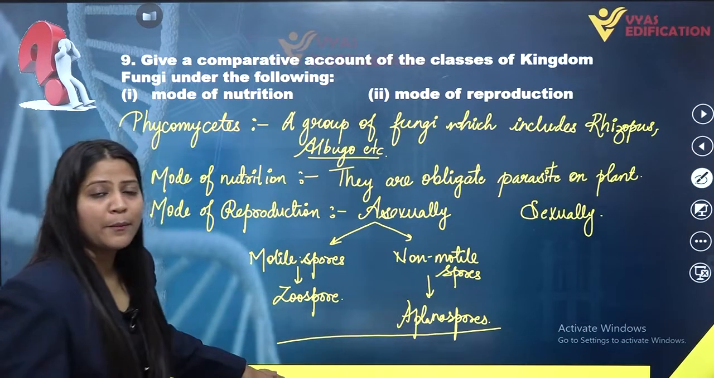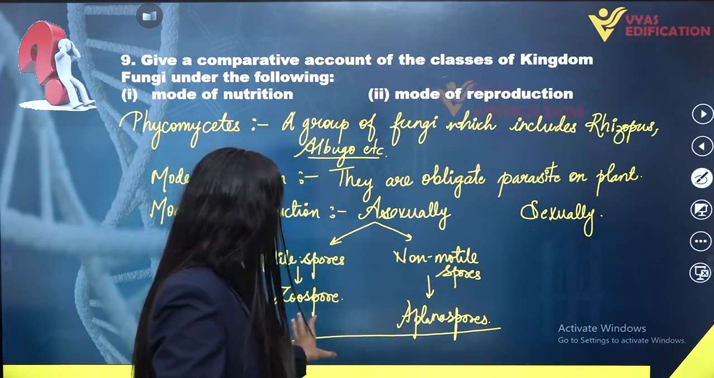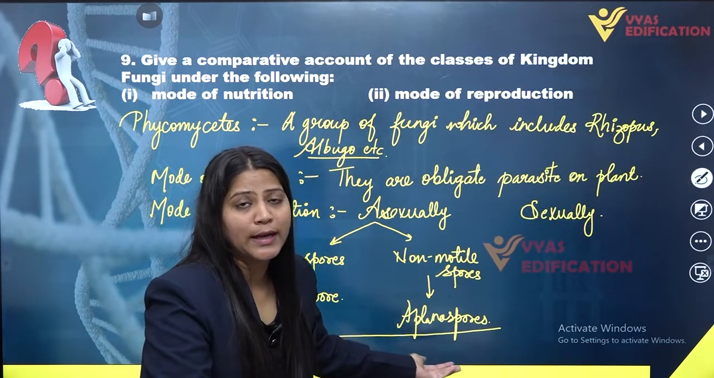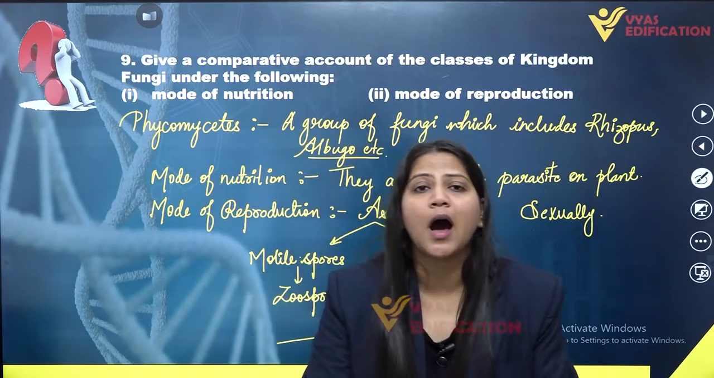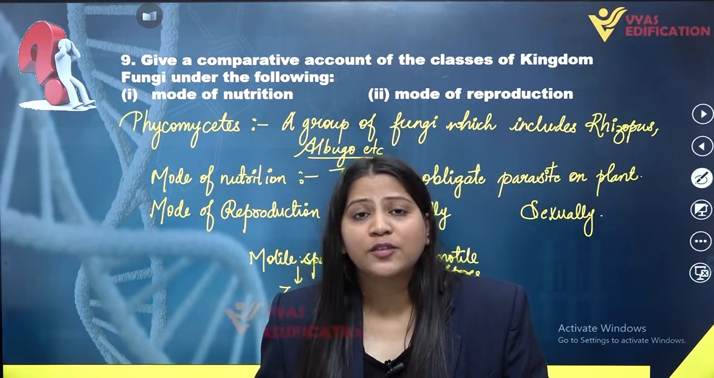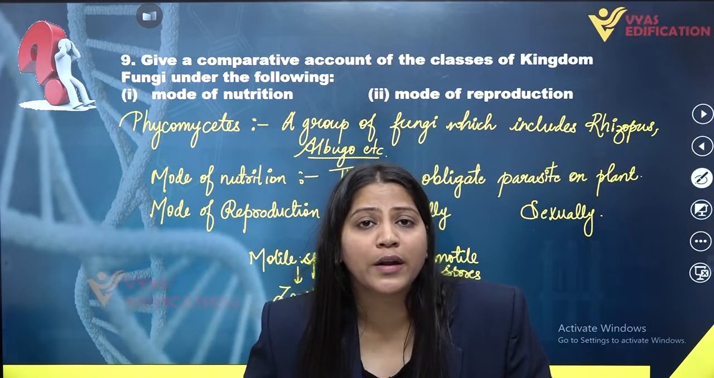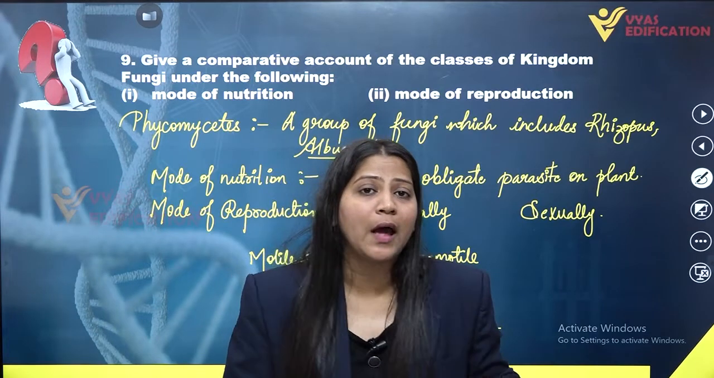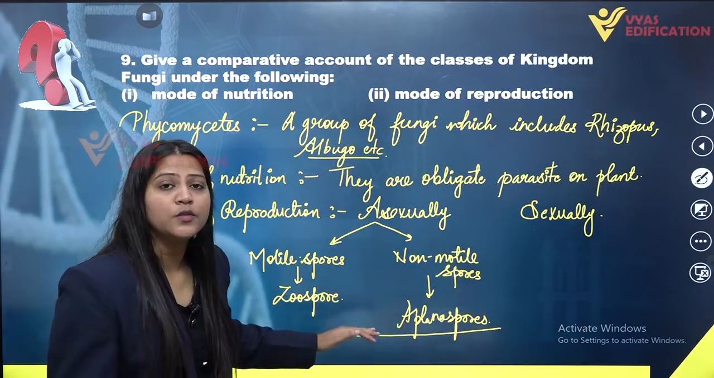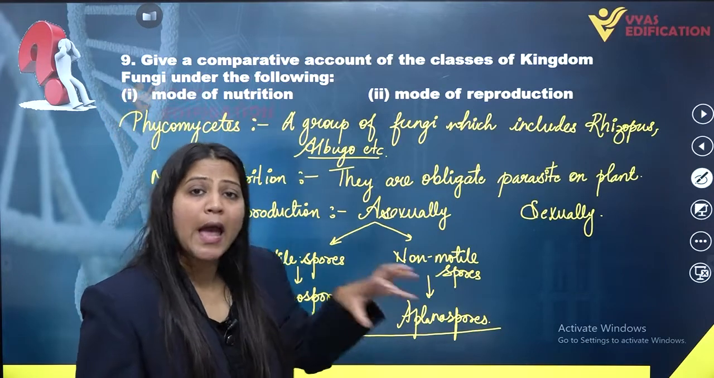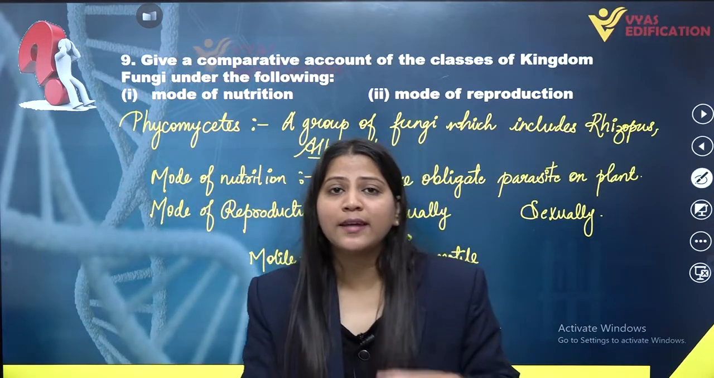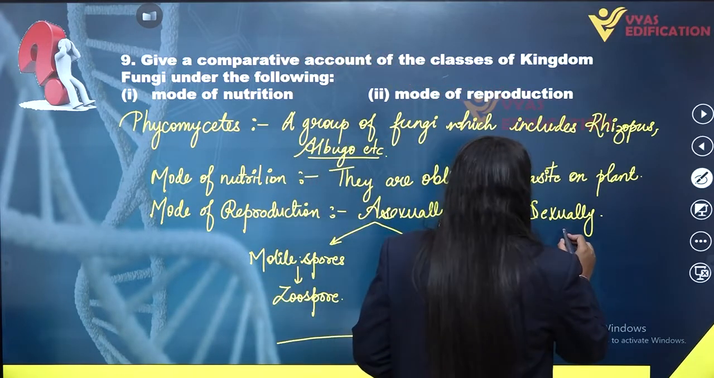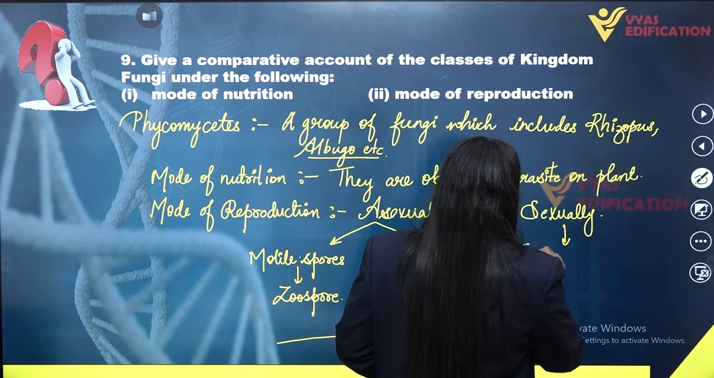The important thing to remember is these both types of spores, zoospores which are motile in nature and aplanospores which are non-motile in nature, are produced in a special structure known as sporangia, inside the sporangium. That is why we can say that both spores, zoospores and aplanospores, are produced endogenously in a specialized structure known as sporangia.